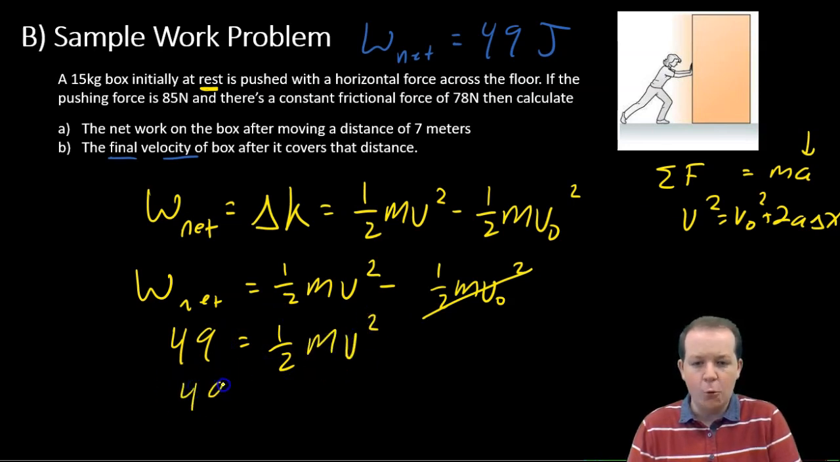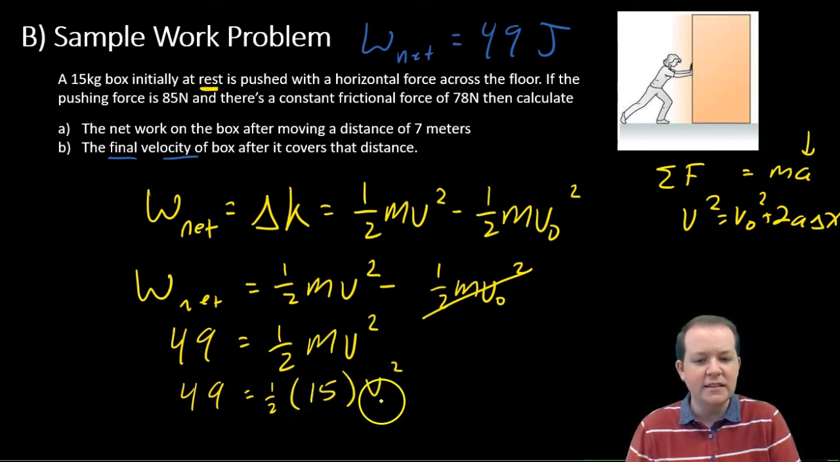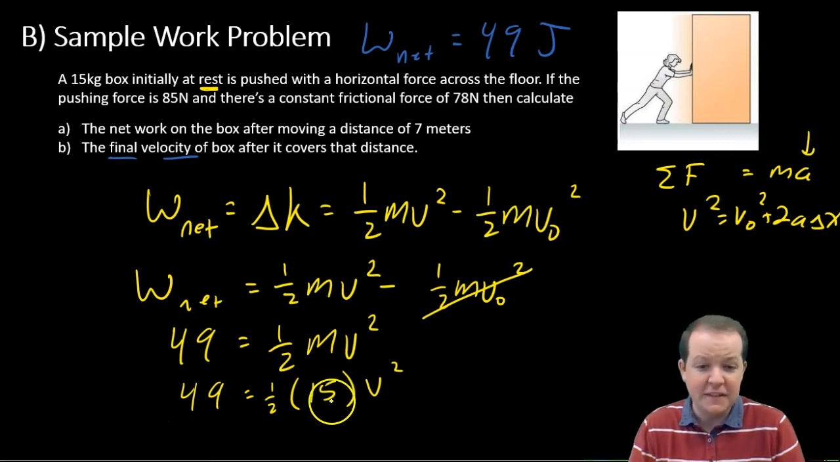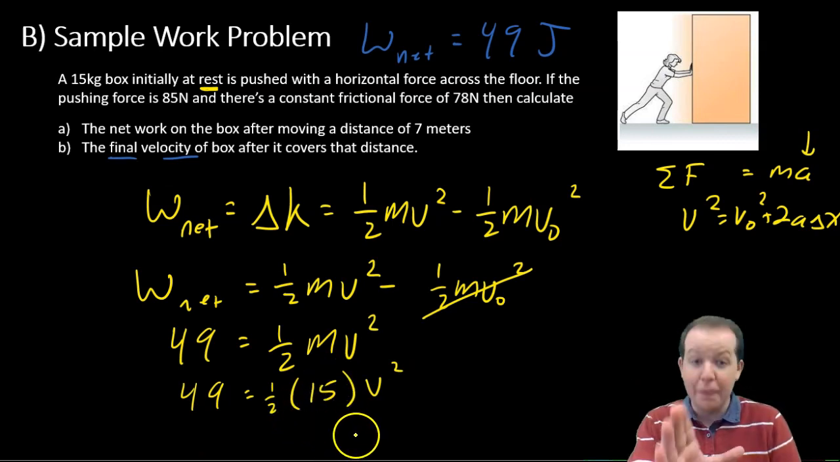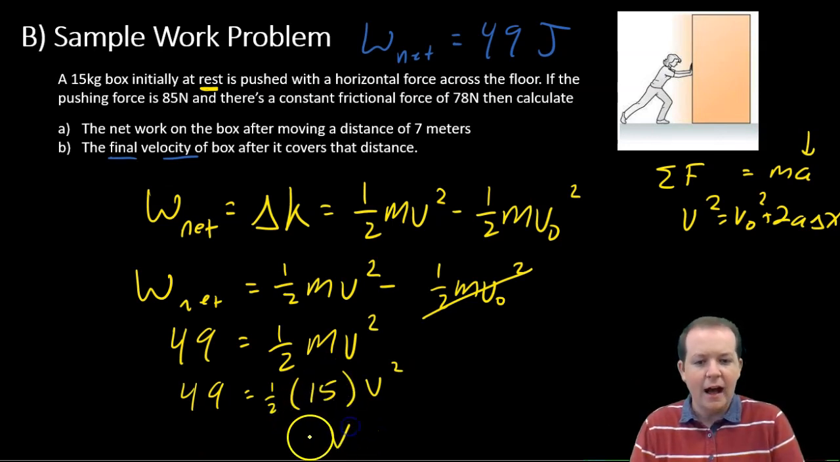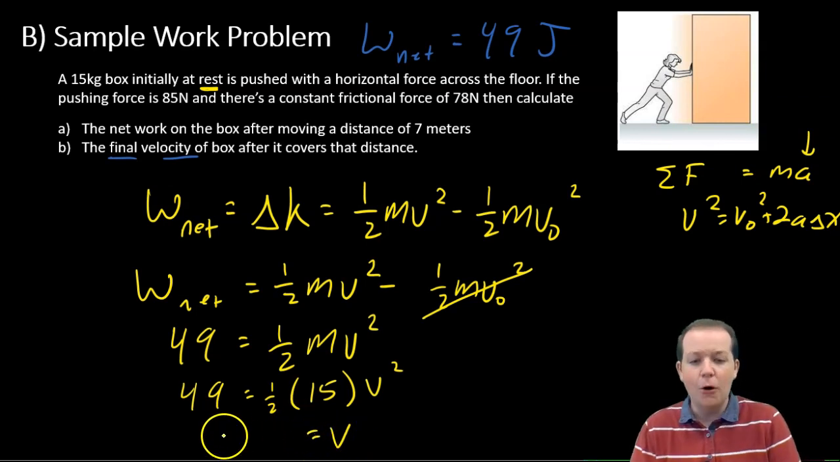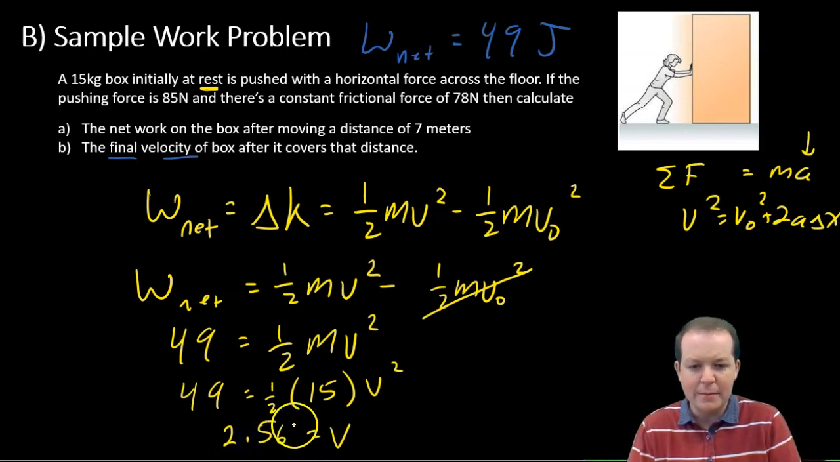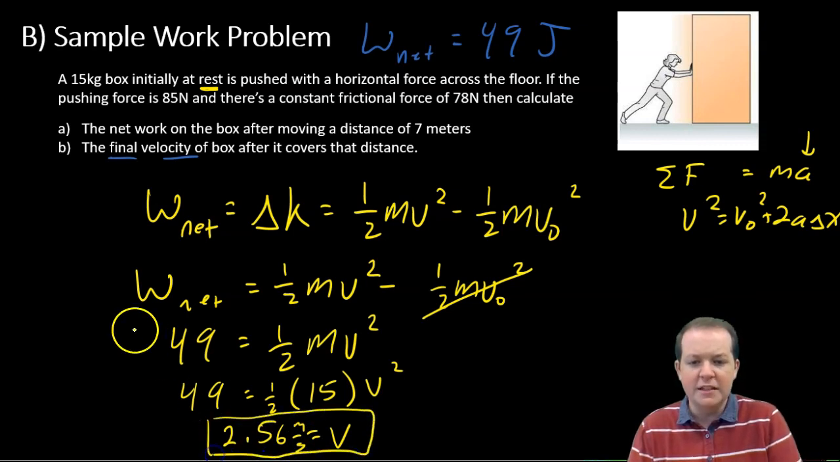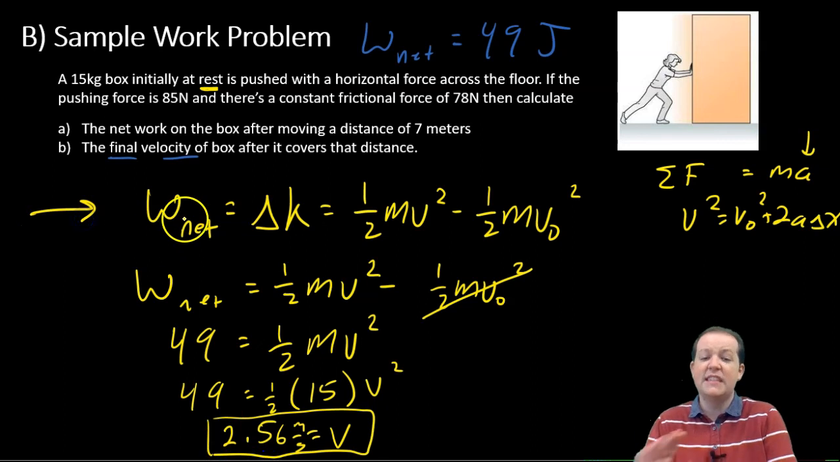And then let's see, 49 is equal to 1/2. The mass is 15. I don't know what v squared is. So 1/2 times 15, okay, and then divide that out and then take the square root. I check my calculator, and let me know in the comments if I made an error. But when I solve for this, I get 2.56, approximately. Maybe you rounded slightly different, meters per second. That's the final velocity. And notice, I could do that whole thing with just a single equation.